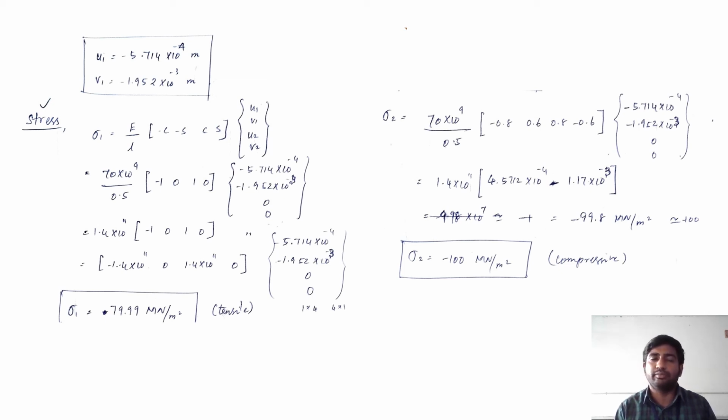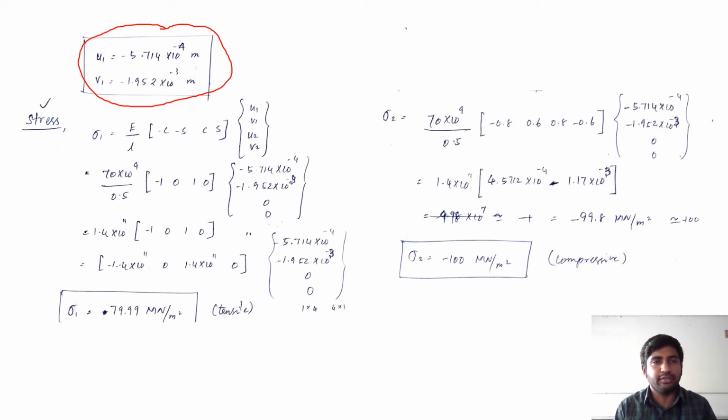Using a calculator or some manual calculations, we can calculate the u1 and v1 values. The u1 value is minus 5.714 into 10 power minus 4 meter. The v1 value is minus 1.952 into 10 power minus 3 meter. Okay, this is the displacement of node 1, which means u along the x direction and v along the y direction. Obviously you know that node 2 and node 3 are fixed, so there is no displacement in node 2 and node 3. Okay, so let's move on to stress calculation.